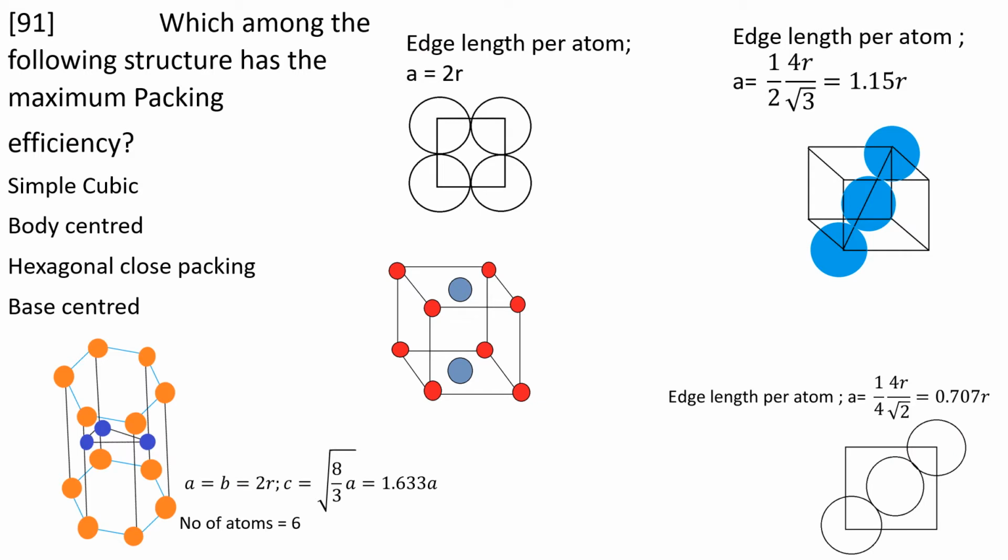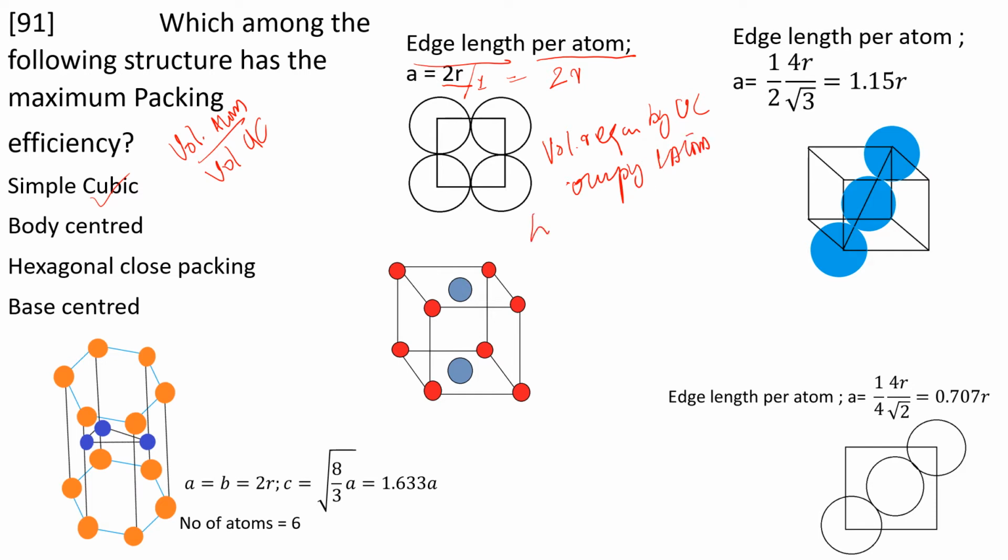Which among the following has the maximum packing efficiency? Now what do you mean by packing efficiency? Volume of the atoms occupied by volume of the unit cell. Now coming to the simple cubic, you have edge length equal to 2 times R. Now what is edge length per atom? Number of atoms is 1, so edge length per atom remains 2R. Now why are we worried about edge length per atom? Because this would tell you the volume required by the unit cell to occupy one atom.